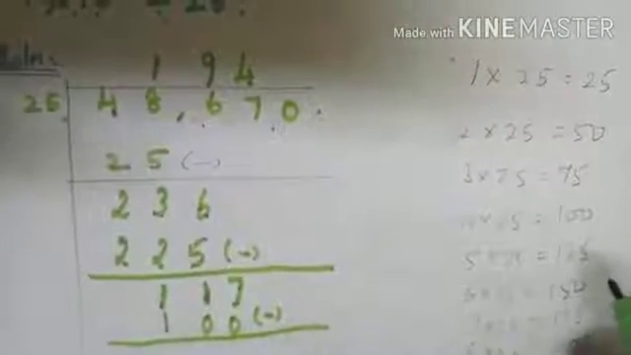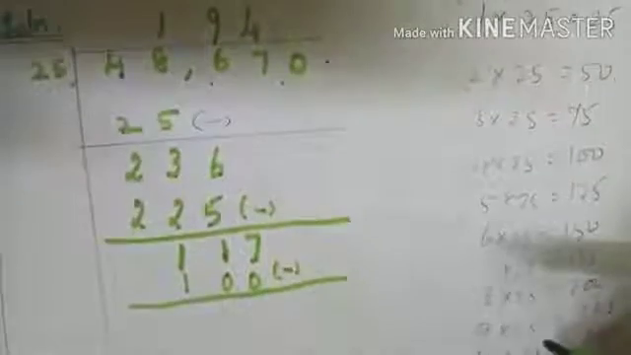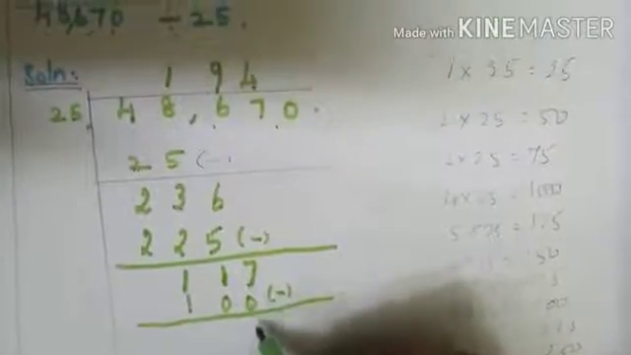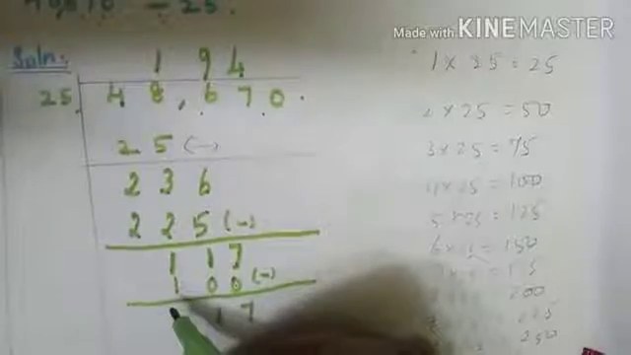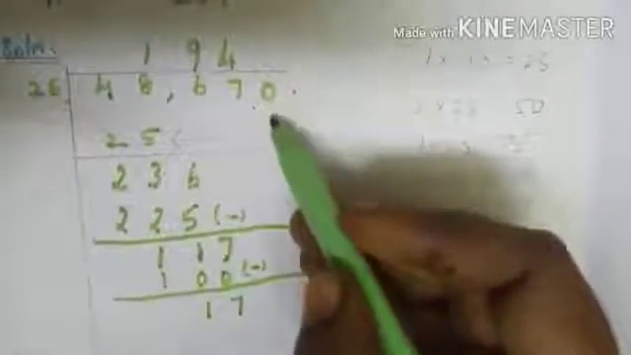We will be getting 100. 4 25s are 100. See here, I have given the 25th table. If you write it this way in your rough space, it will be very helpful when you are dividing. Okay? So, here 7 minus 0 is 7. 1 minus 0 is 1. And here 1 minus 1 is automatically 0.